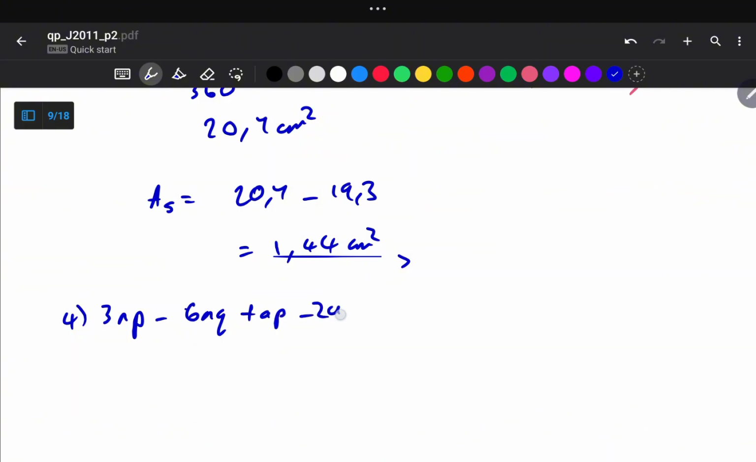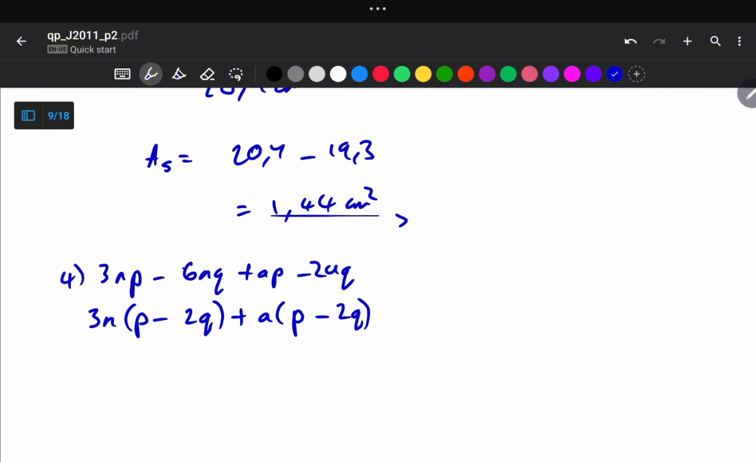minus 2aq. So here for these two terms, 3np minus 6nq, we can factor out 3n. If we factor out 3n, we are going to have 3n multiplying 3np divided by 3n, which gives us p, minus 6nq divided by 3n, which gives us 2q. And then for these two terms, ap and 2aq, we can factor out a, and we are going to be left with p minus 2q. So p minus 2q becomes our new common factor.